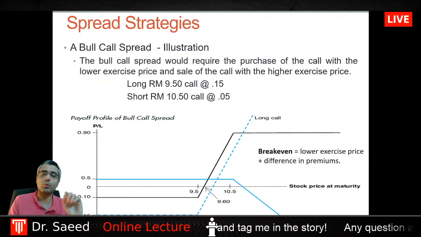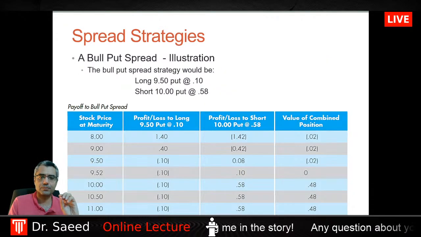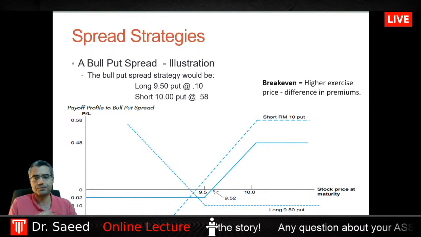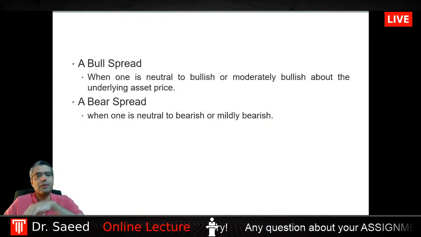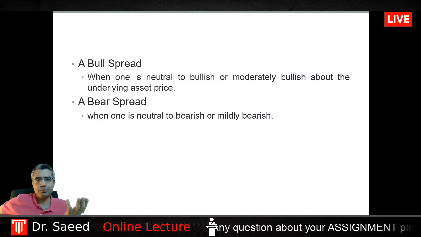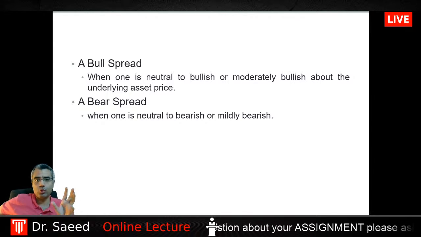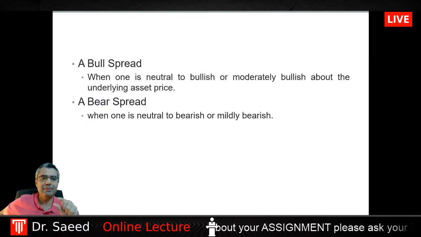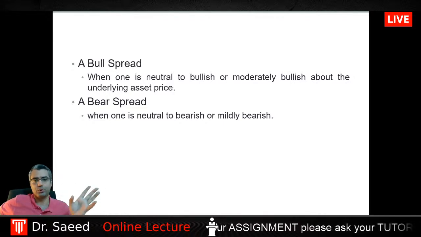For bull call spread, we mix two calls, and for bull put spread, we mix two puts. So a bull spread is used, and you see, there's no call or put here, right? It's a bull spread. It's used when someone is neutral to bullish or moderately bullish about the underlying asset price. Now, how to implement bull spread? You may use call or you may use put.